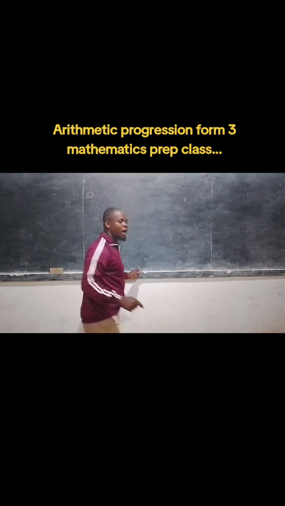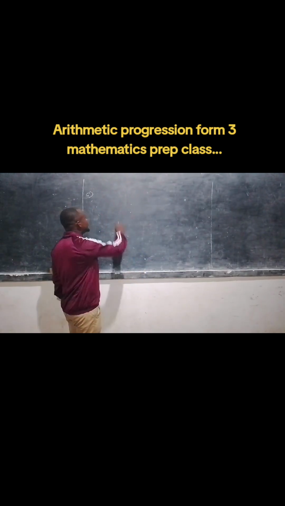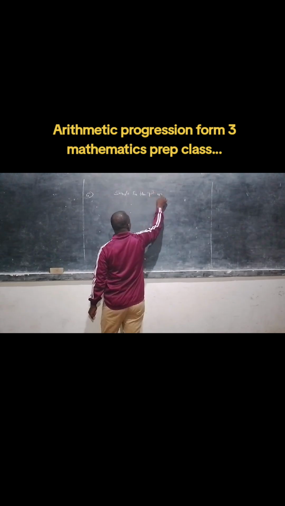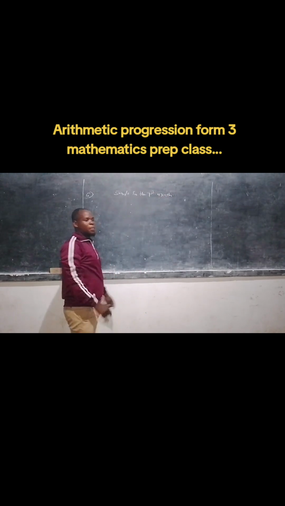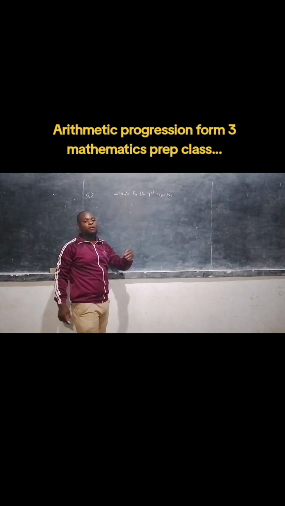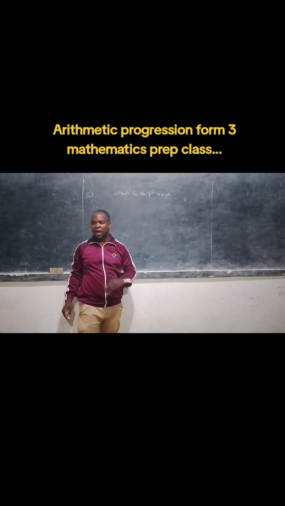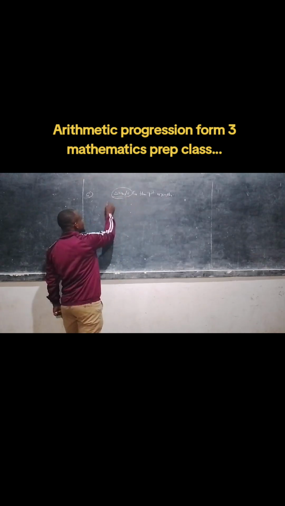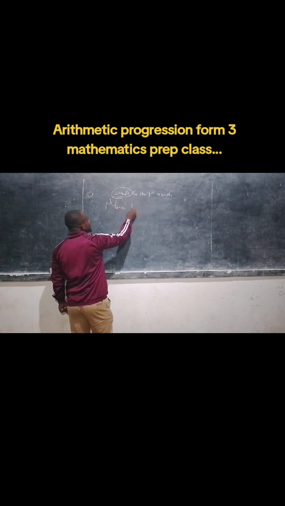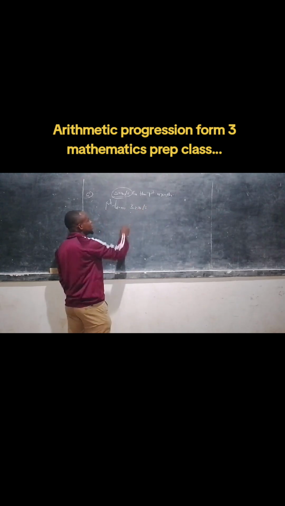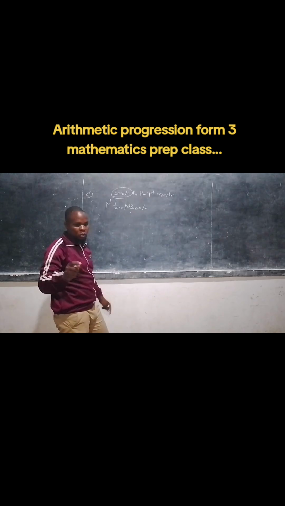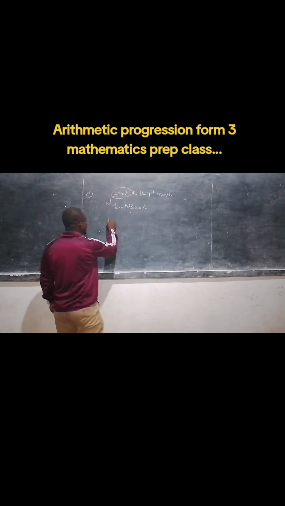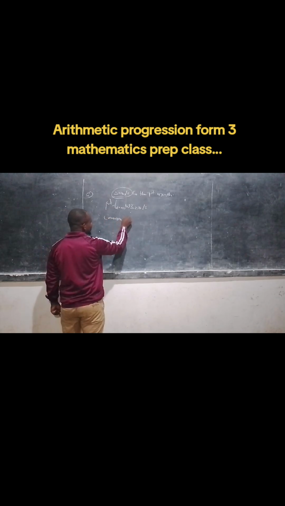Remember, Amina deposited 500 shillings in the first month, and she was doing this for 40 months. In this case, the 500 becomes the first term, which is our A. Remember what we were saying during our class lesson. Now we have the common difference, which is the D.